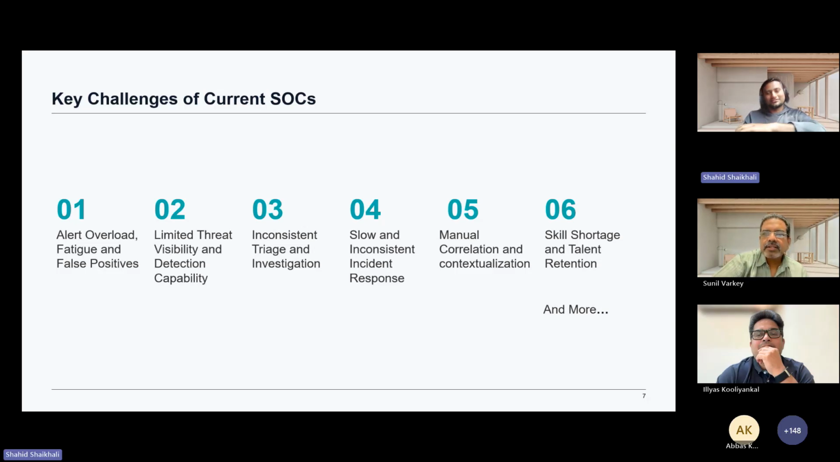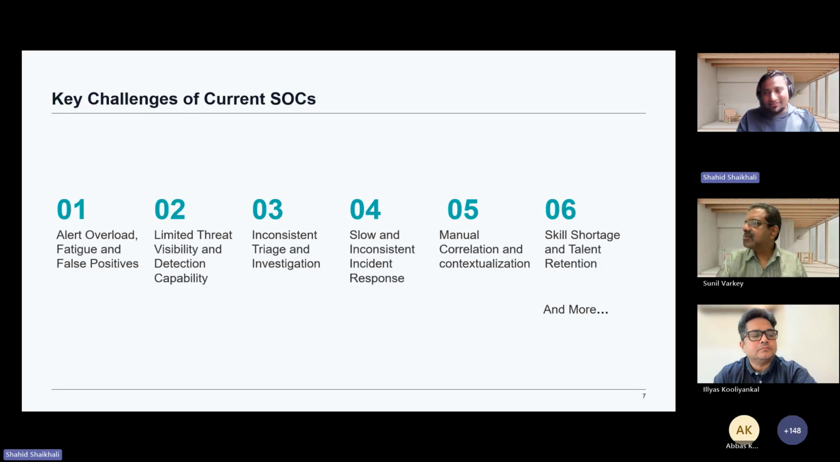All right, so let me break that down for you. The short answer is no. AI can be a powerful assistant, but it is not a magic wand. Solving these problems still needs sharp human minds. It requires the right processes and expert guidance.